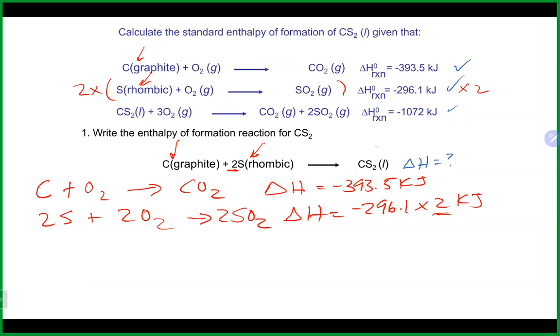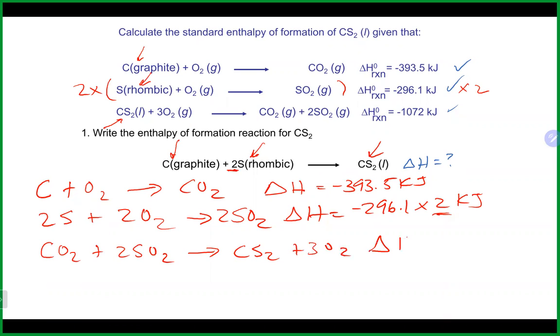That leaves my last one here, which is this CS2, which is on the right-hand side. That is CS2. It's on the left in the target, so I do need to reverse this reaction. I only need 1 of them, so all I'm going to do is reverse it, which means my reactants become my products and my products become my reactants. So I'm just going to reverse this around.